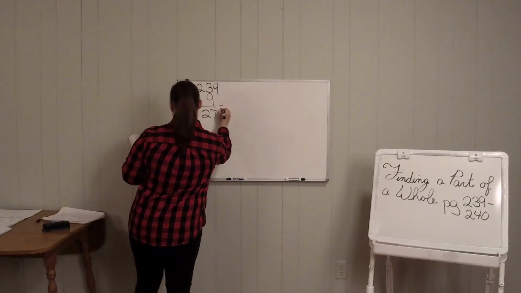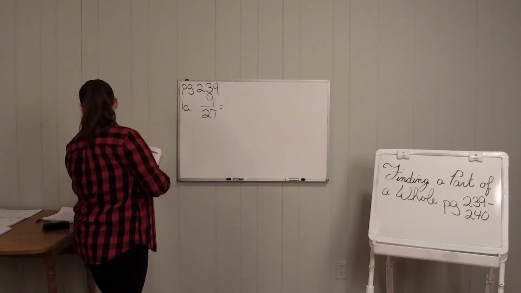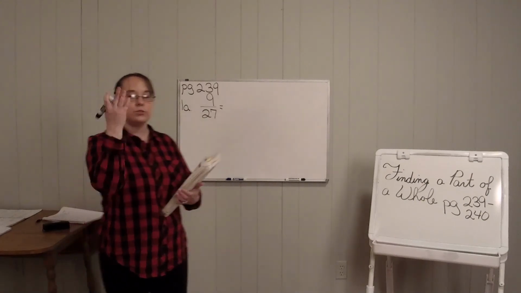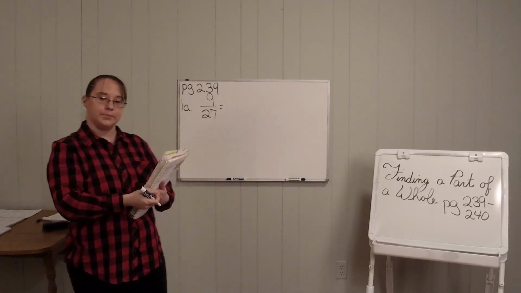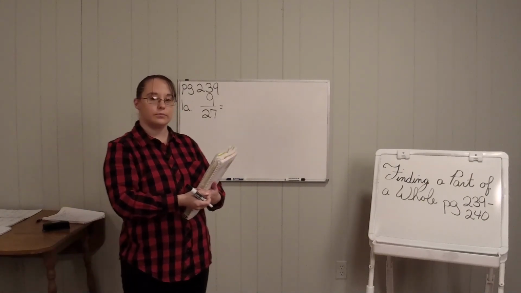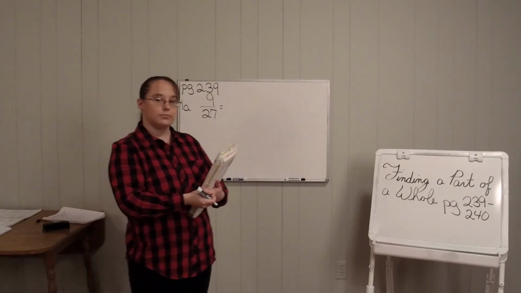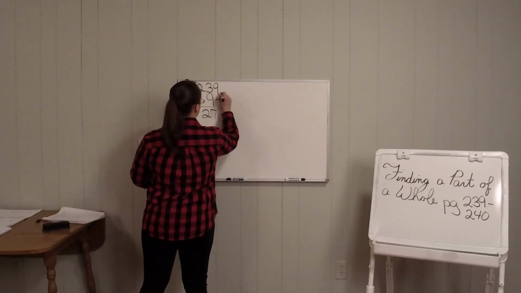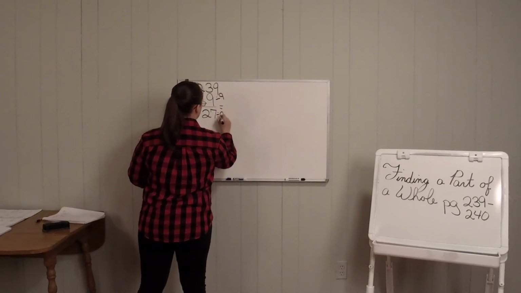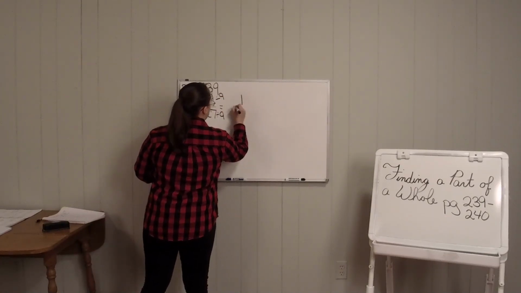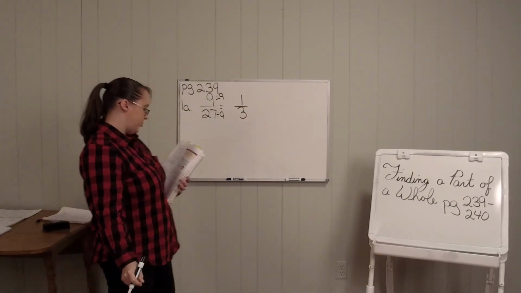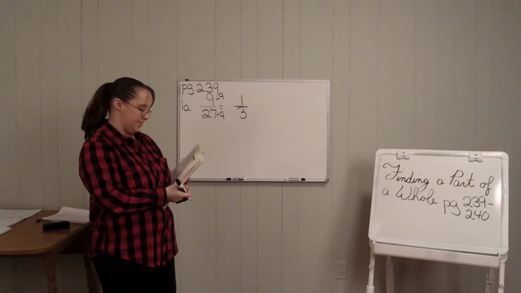We can reduce that. Think about it. What can we reduce by? Just think what those two numbers have in common. They can be reduced by 9. And the answer would be 1/3 of time paid.